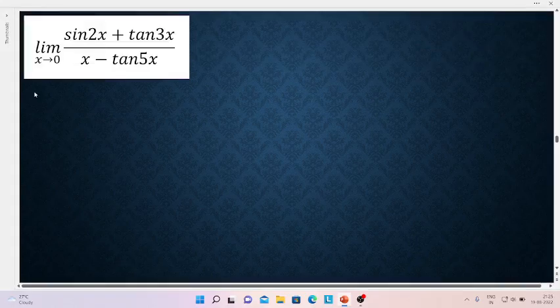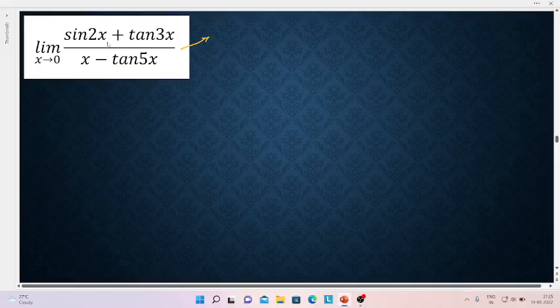So there are some problems which we will discuss in this particular lecture. The problem says limit x tends to 0 of sin 2x plus tan 3x upon x minus tan 5x, right? So there is no exact formula here, but we can put x equals to 0 in the numerator and the denominator, right? You have to calculate these things in your mind, you don't need to write down all of it.